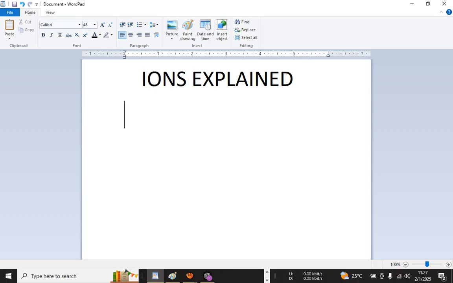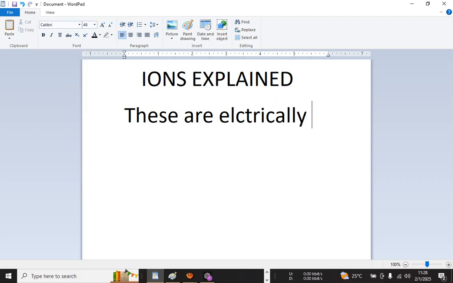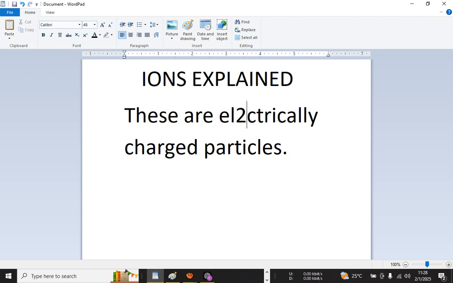For instance, in electrolysis, you see ions. In electrolytes, you see ions. In our bodies, we also have ions. But in chemistry terms, what are ions? So in simple terms, ions are electrically charged particles. Now, how can you identify an ion?